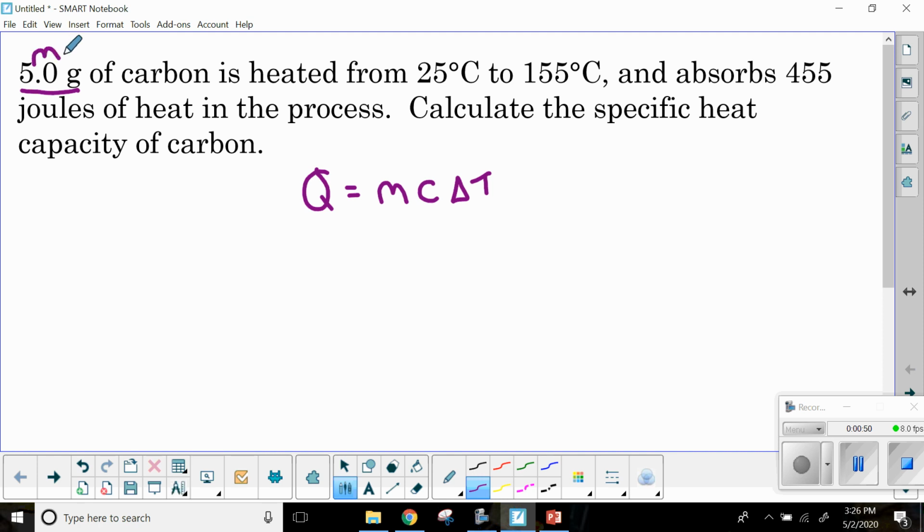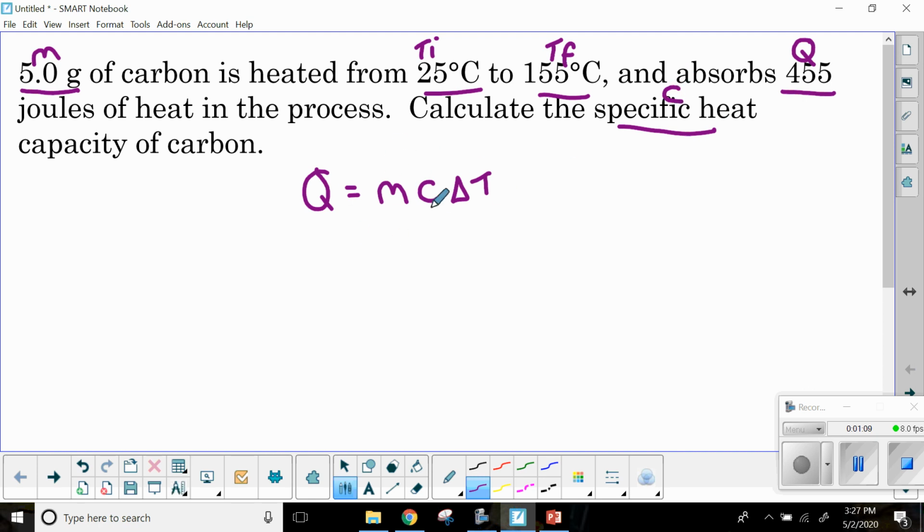5.0 grams is going to be my mass. My initial temperature is 25. My final temperature is 155. My heat is Q, and I'm looking for C.